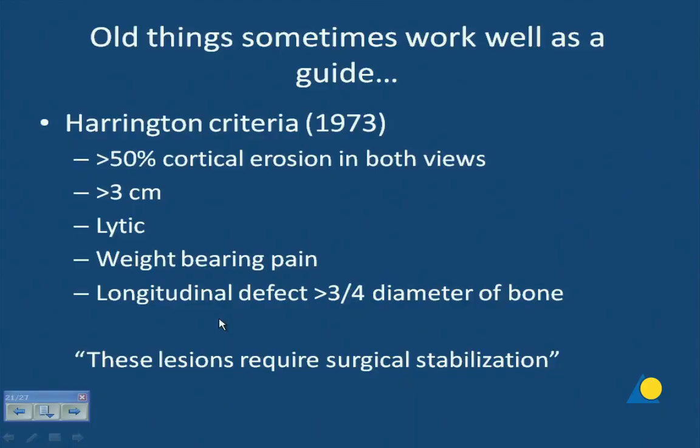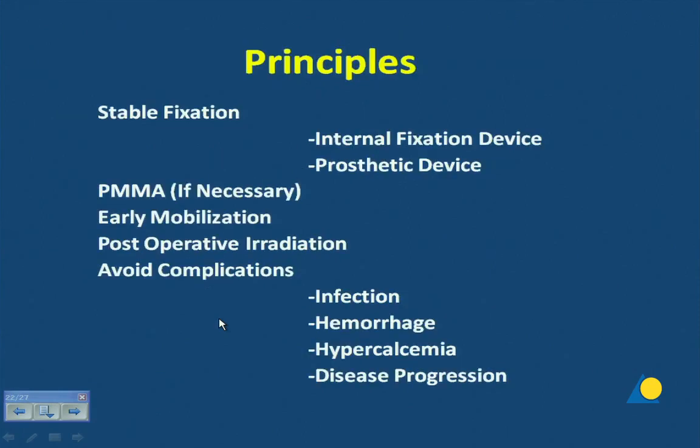Older guides sometimes are easier to remember and work almost as well. The Harrington criteria from the early 1970s show that if there's greater than 50% cortical erosion in both the AP and the lateral view, the lesion's greater than 3 centimeters, it's lytic, it's in a weight-bearing bone and causes weight-bearing pain, or it causes a longitudinal complete defect in the cortex that's greater than 3/4 of the diameter of the bone, that bone is highly likely to break and should undergo stabilization.